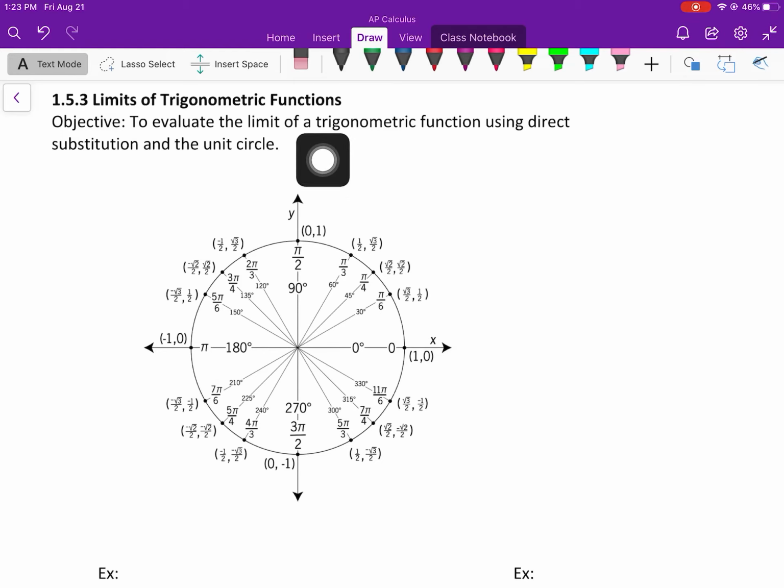So our objective: now we're dealing with limits of trigonometric functions using direct substitution. If we're using direct substitution, more than likely, on the AP test, when trig shows up in the calculator portion, it's going to be unit circle values. So you've got to know your unit circle.